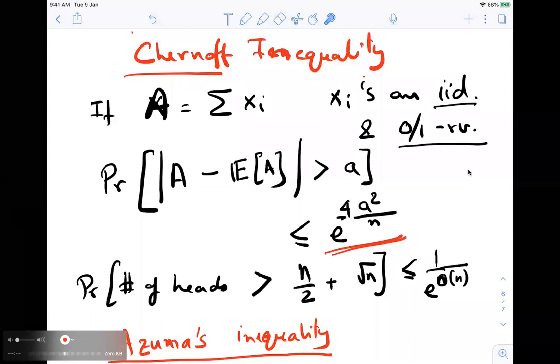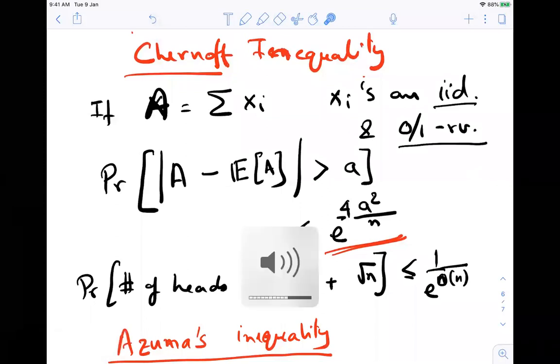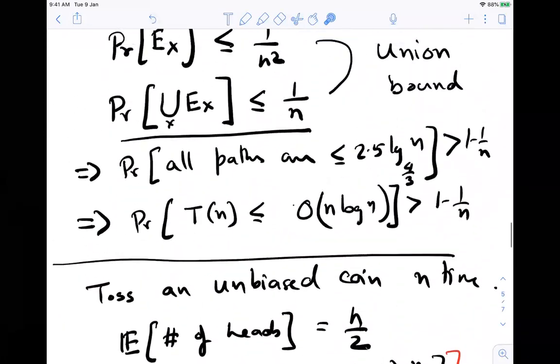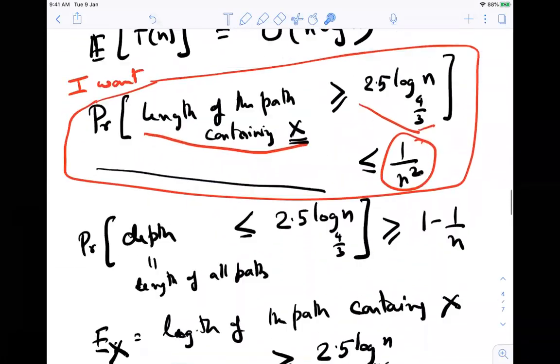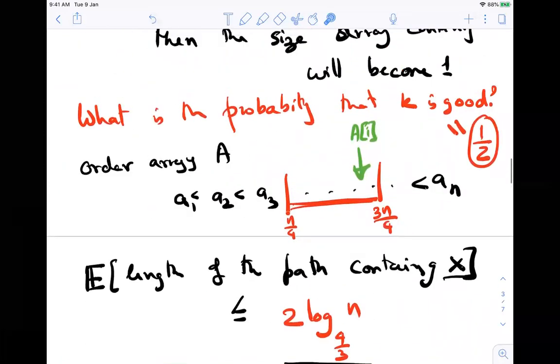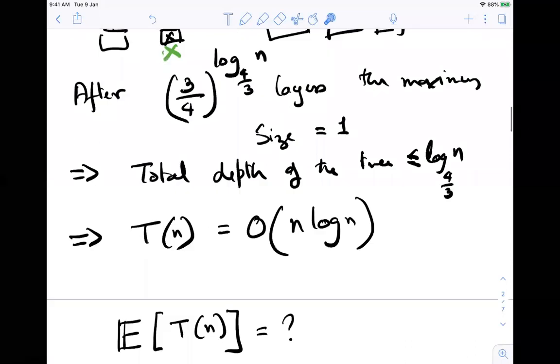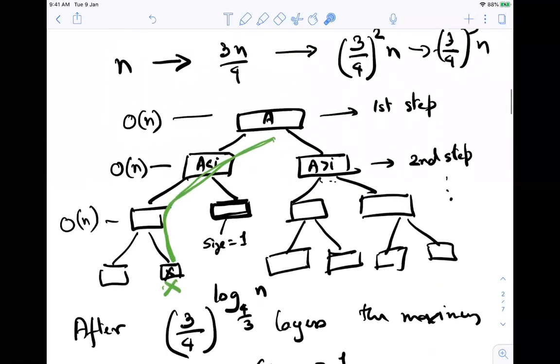Sir, can you please explain that part, the expectation of length of path containing x is 2 log n? That part I missed a little bit. Okay. So what does a path mean? A path means that every time you're picking a pivot and you're partitioning into two parts, right?